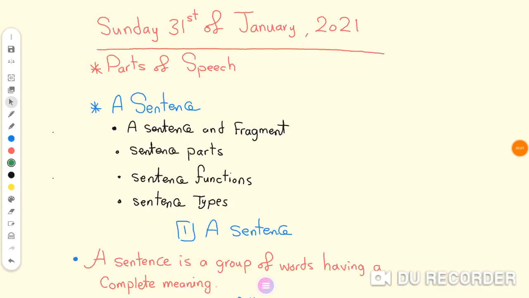Hi guys, today we will start the third quarter. During the first and the second quarter, we finished everything about parts of speech. As I told you, in English we have 8 parts of speech. We classify them into 3 different groups: noun group, verb group, and supporting group.